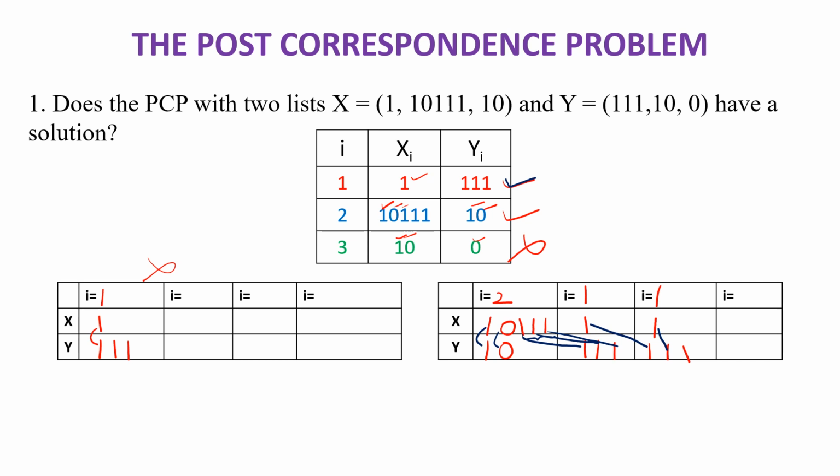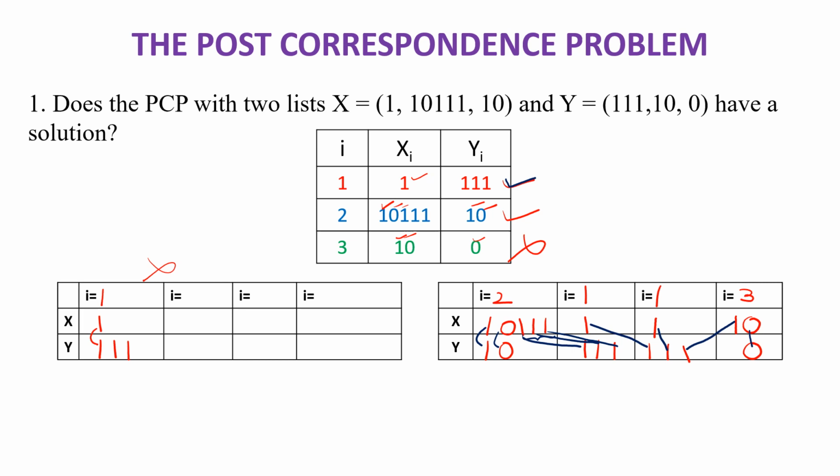So what if I go for selecting i as 3? Just see here. If i is 3, then x3 is 10 and the corresponding y3 is 0. Now you can see here, this extra 1 is equivalent to this, and this 0 corresponds to this 0. Now there are no extra bits in the x and y streams.